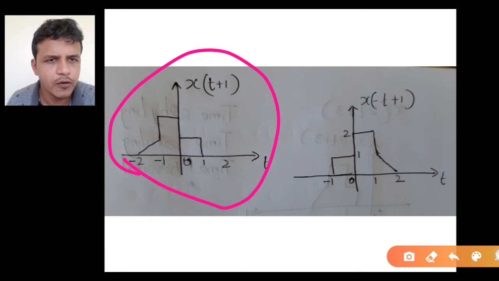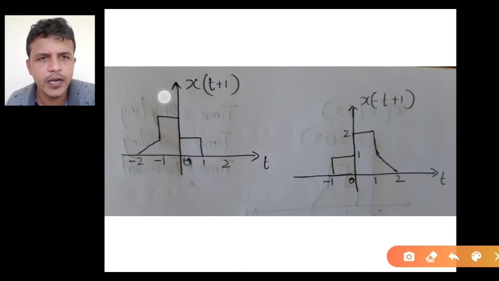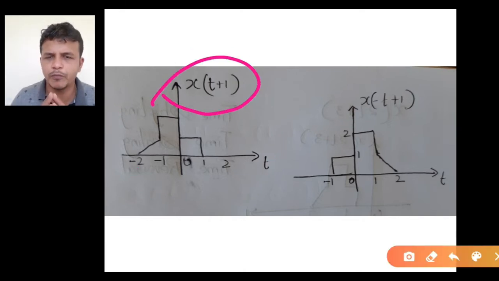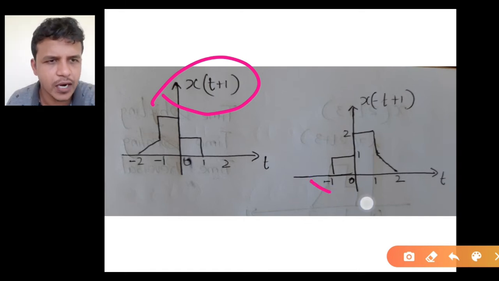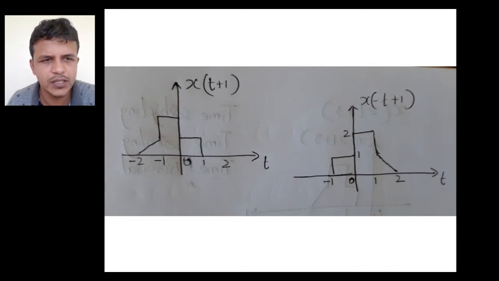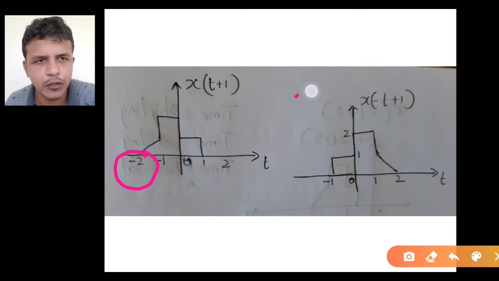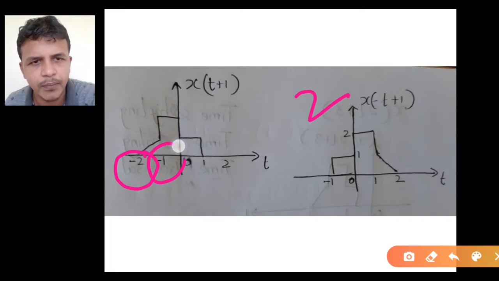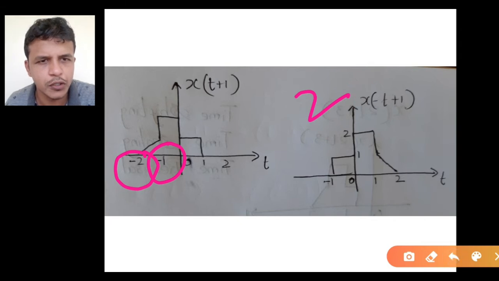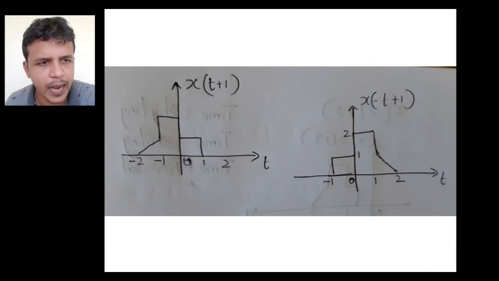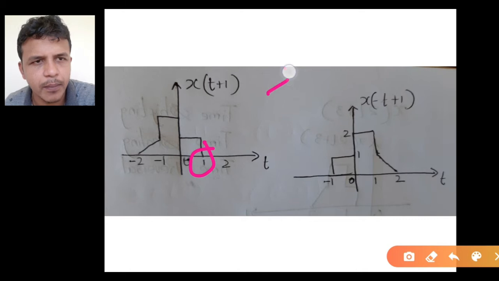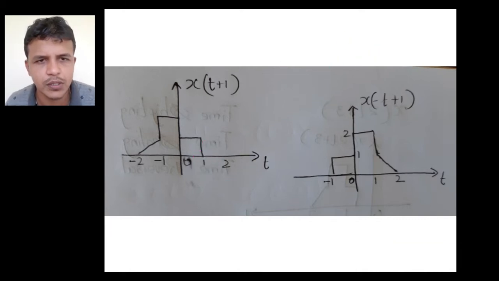Now for this x of t plus 1 we have to perform time reversal. First we performed time shifting, now we perform time reversal. Time reversal means whatever happened at minus 2 should happen at 2. Whatever happened at minus 1 should happen at plus 1. Whatever happened at 0 should happen at 0, whatever happened at 1 should happen at minus 1, and whatever happened at 2 should happen at minus 2. So this is the time reversal operation.